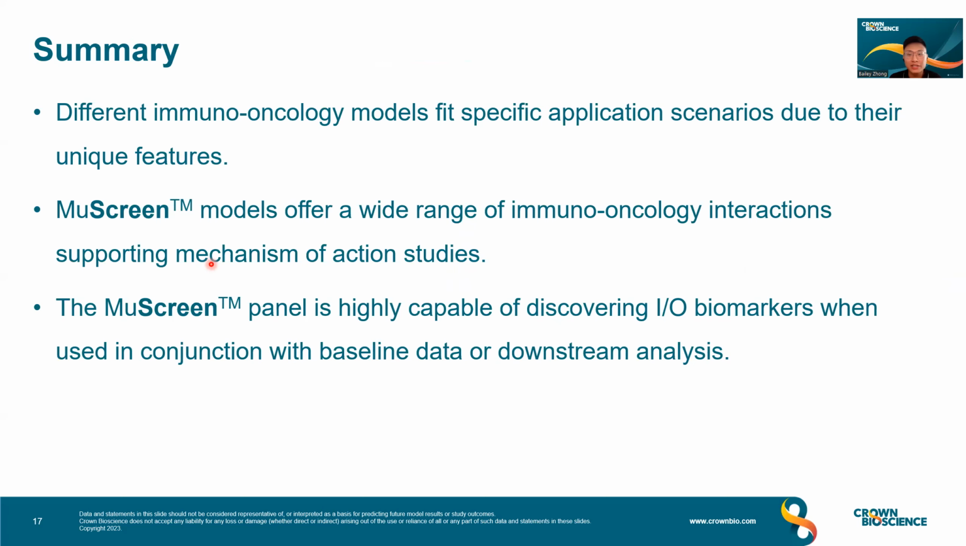Before I end this presentation, I want to summarize the main points. Different immuno-oncology models fit specific application scenarios due to their unique features. MuScreen models offer a wide range of immuno-oncology interactions supporting mechanism of action studies. The MuScreen panel is highly capable of discovering IO biomarkers when used in conjunction with baseline data or downstream analysis.